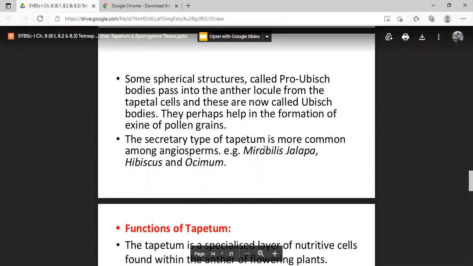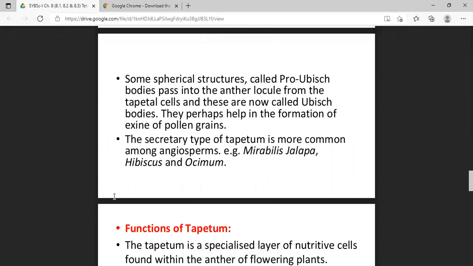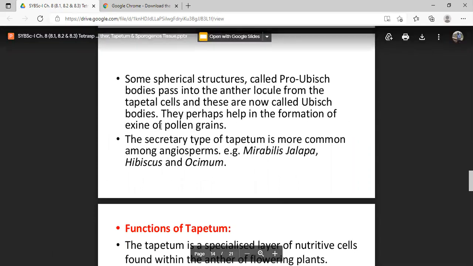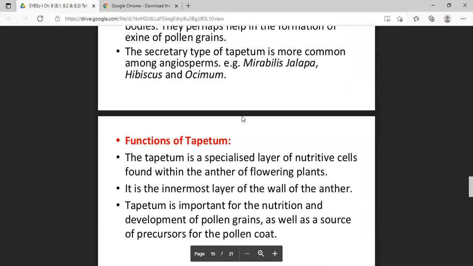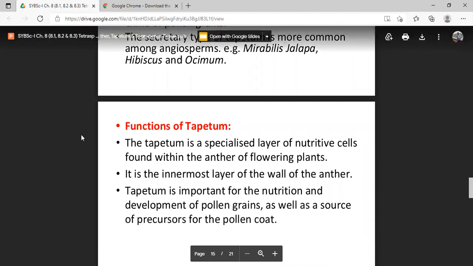So secretory types we can find especially in mulberry, Mirabilis jalapa, hibiscus, and ocimum. Most of the 80% of angiosperms have this kind of tapetum. What is the function of the tapetum? So these are the functions.